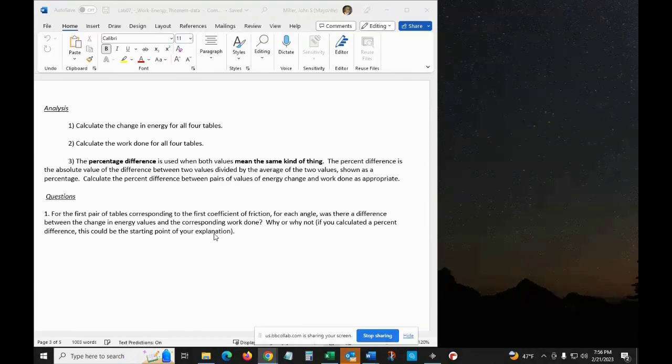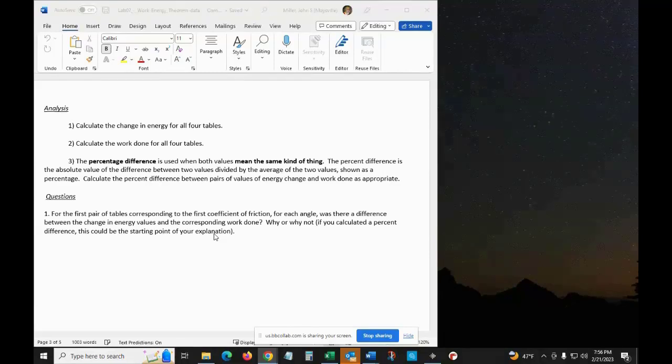To compare the change in energy to the work that was done, use the percentage difference. The percentage difference is used when you have 2 items to compare, neither one of which is an accepted value. When we have an accepted value to compare to an experimental result, we use the percent error.